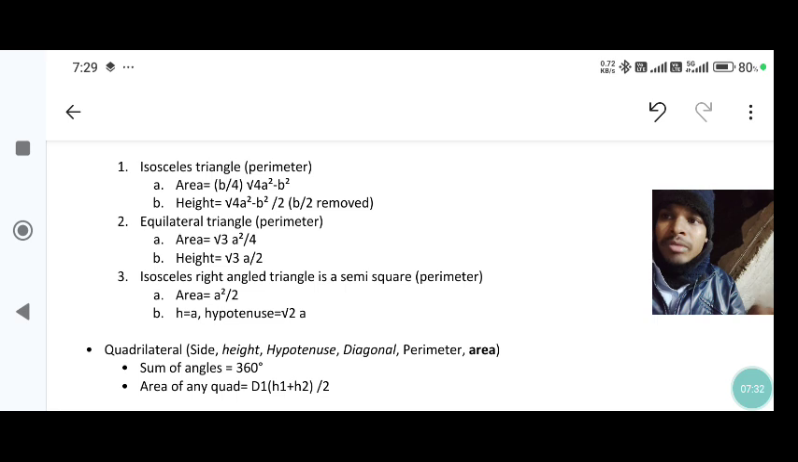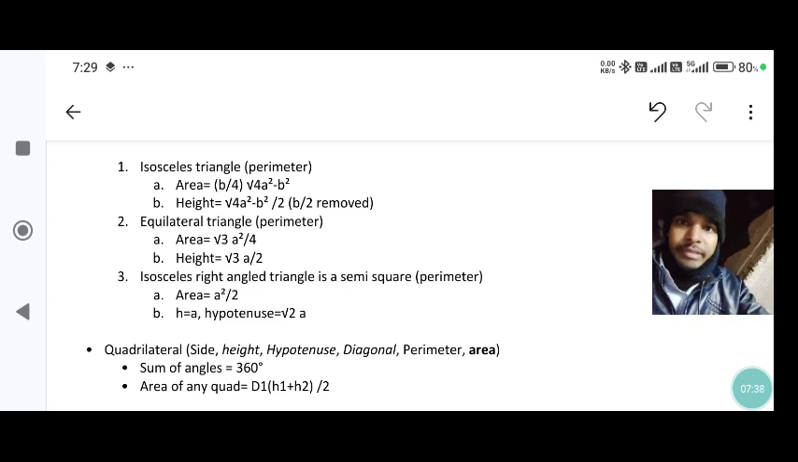And what are a and b? A is the side which are equal and b is the base. B is the hypotenuse, we can say. It is root under 4a square minus b square, whole multiplied by b by 4.